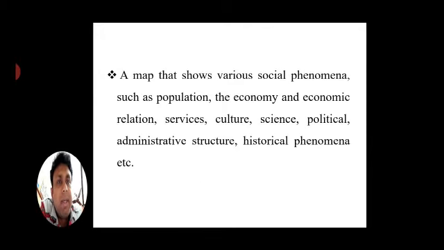In other words, a map that shows various social phenomena such as population, the economy and economic relations, services, culture, science, political and administrative structure, historical phenomena, etc. These are all included in socio-economic maps. Socio means social components and economic means economic components. That means all types of social phenomena and all types of economic phenomena are included in socio-economic maps.